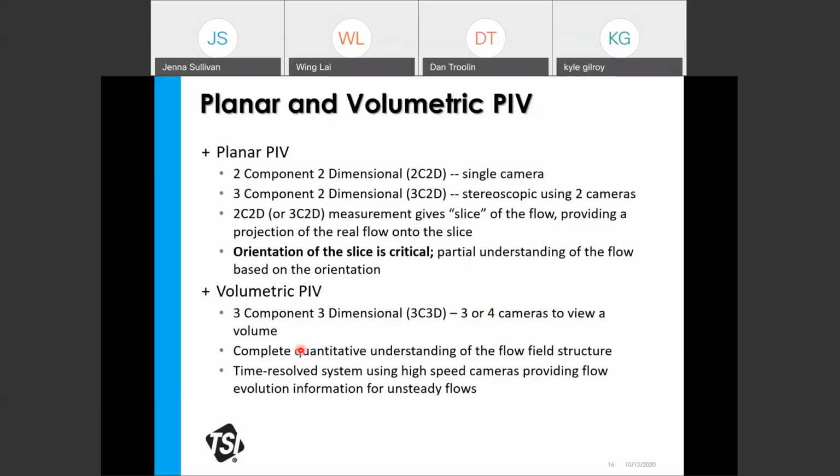The benefit of that is that we can get a complete quantitative understanding of the flow structures in that particular volume. So if we use the high-speed cameras I talked about earlier, then we are able to get the so-called fourth dimension as well, meaning that we are able to track what's going on in the flow field with respect to time. So we can find out the evolution information of unsteady flows.